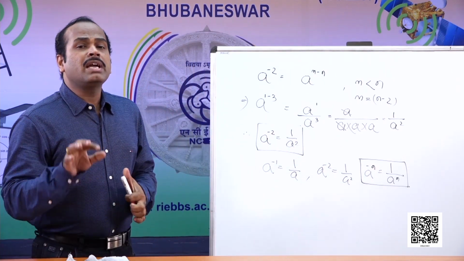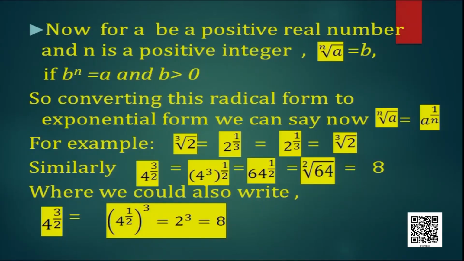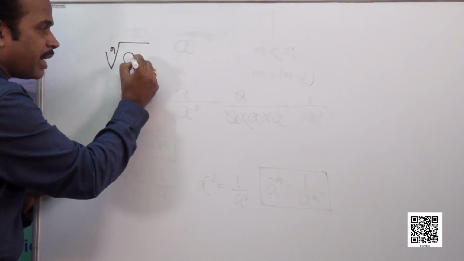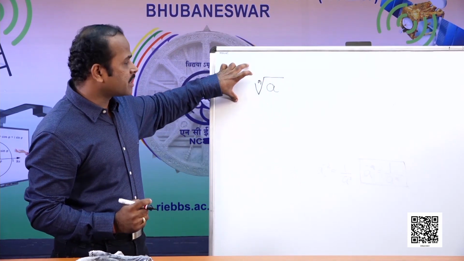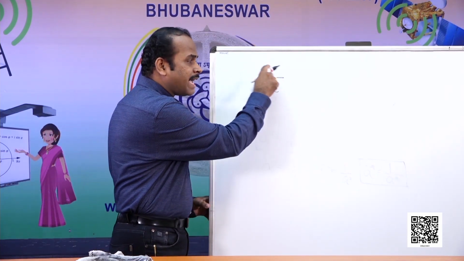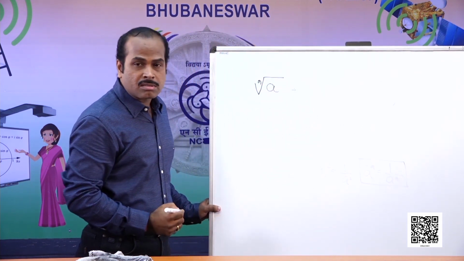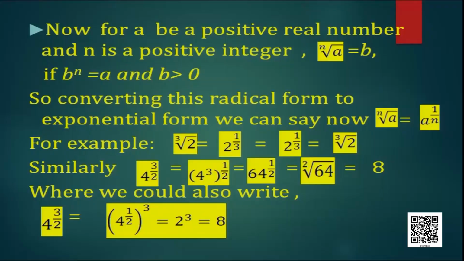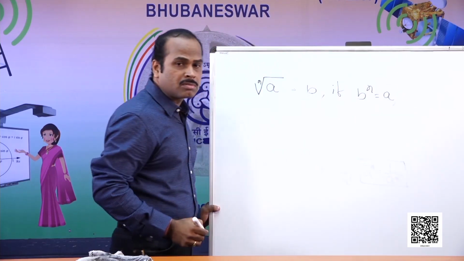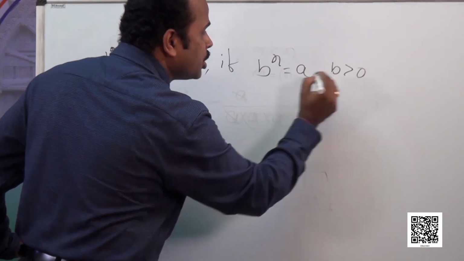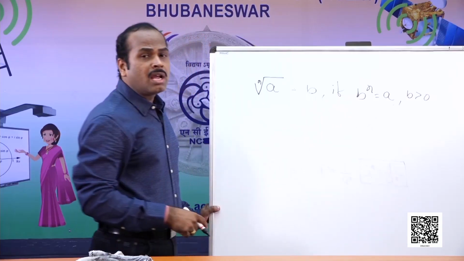Now, let a be a positive real number and n a positive integer. For that, consider the nth root of a. So what do we mean by nth root of a? Let us discuss this nth root of a. This value will be expressed as b if b to the power n equal to a and b must be greater than 0.